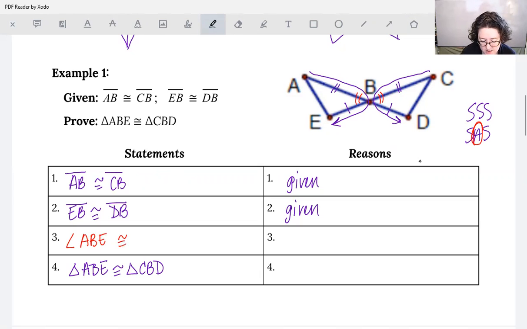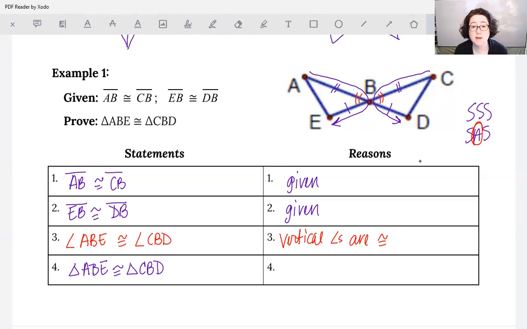So angle ABE is congruent to angle CBD. And again, notice if we're looking for the angles, B is right smack in the middle of the name, right where the vertex is always going to be. And the reason they're congruent, well, vertical angles are congruent. We could also potentially see this as the definition of vertical angles, because that is exactly what our definition states.